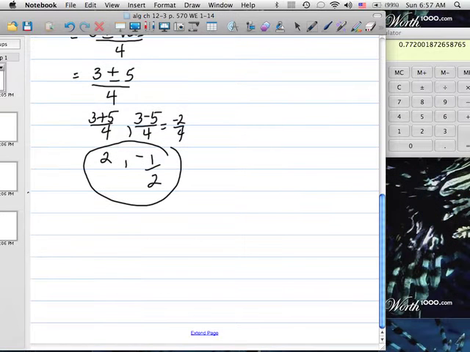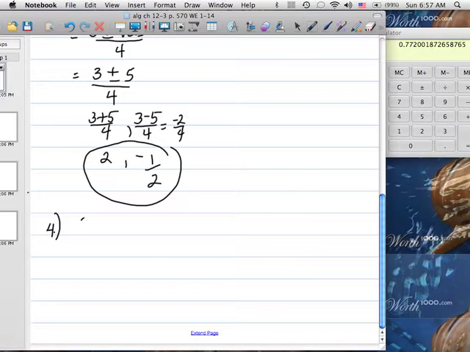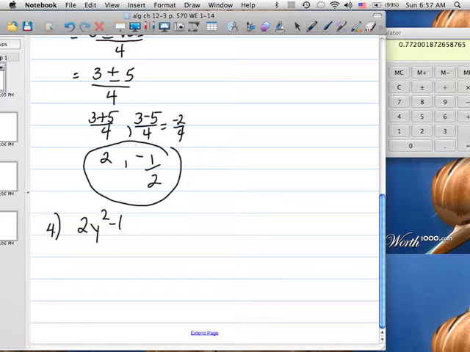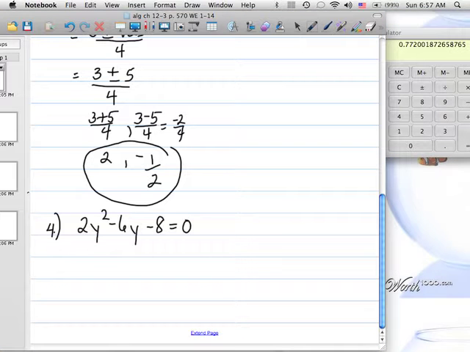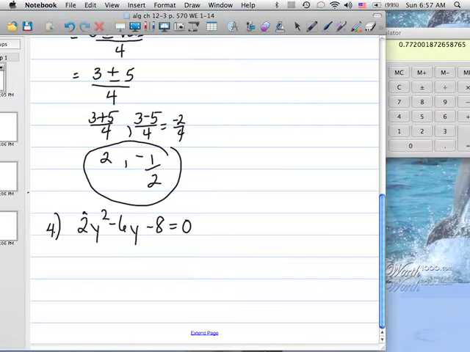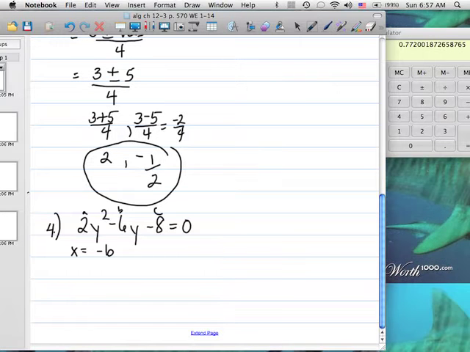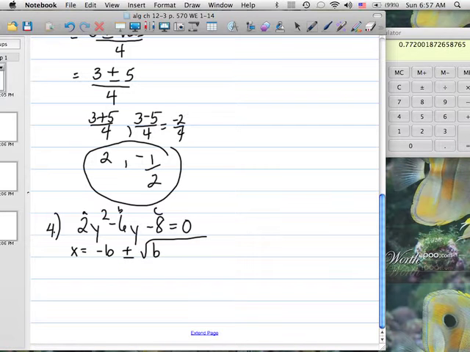Problem number 4. We have 2y squared minus 6y minus 8 equals 0. So it's equal to 0. And this is A, and this is B, and this is C. And the quadratic formula is x equals the opposite of b plus or minus the square root of b squared minus 4ac over 2a.